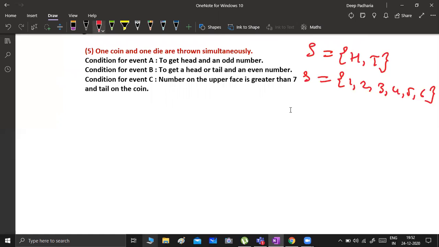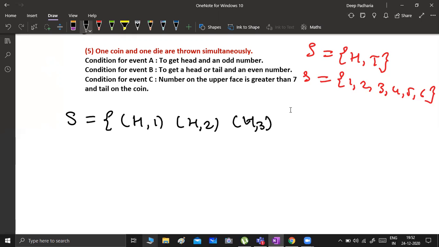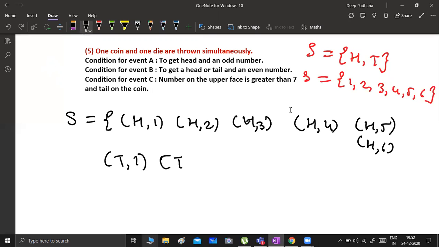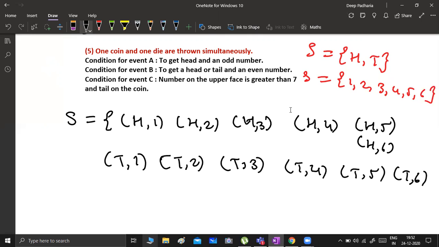ठीक है. अभी जब मैं दोनों को साइमल्टेनियसली थ्रो कर रहा हूं, हियर आई नीड टू गेट, क्या मिलेगा मुझे सैंपल स्पेस में? S is equal to H, 1 H, 2 H, 3 H, 4 H, 5 H, 6. ठीक है. Similarly, T, 1 T, 2 T, 3 T, 4 T, 5 and T, 6.